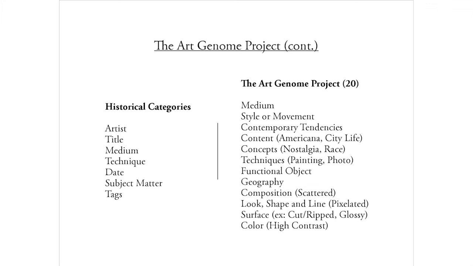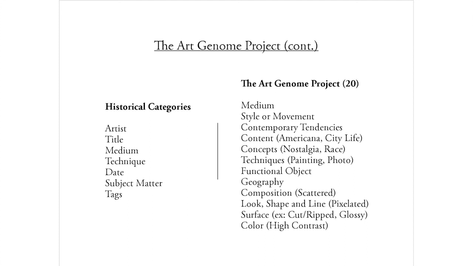We have geography genes for where an artist has lived or worked. Composition, look, shape and line, surface, these are all appearance genes. One thing we realized in creating a lot of these terms was that in the ways we talk about art, we forget to talk about how something looks. We talk about Sol LeWitt and Donald Judd being associated because they're both minimalists, but we forget to say that they both create things that have cubes in them, basic things that we forget. So a lot of it was coming back to basics and close looking, which is what we're all supposed to be doing.